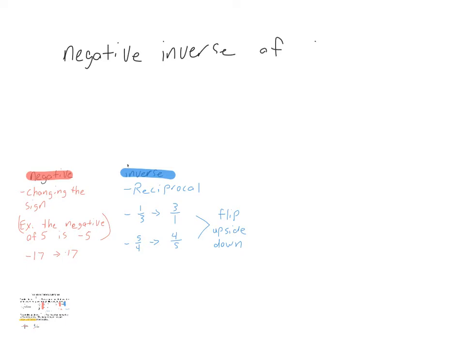But if they want us to find the negative inverse of 7. Okay. First thing we're going to do is we're going to change the sign. So this goes from +7 to -7. That's the negative part of the negative inverse.